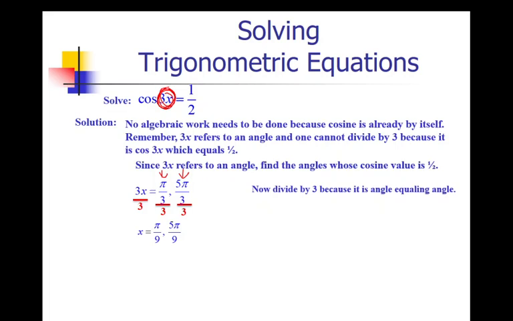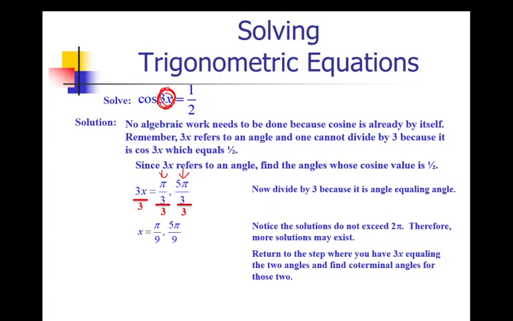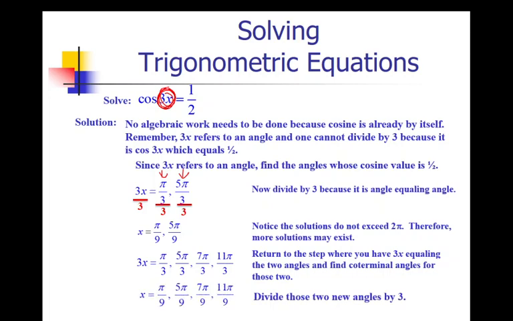So to find out if I have more solutions, I'm going to actually use coterminal angles. So I'm going to go back here and I'm going to find angles that are coterminal with pi over 3 and 11 pi over 3. And then I'm going to divide those by 3 and see if I exceed 2 pi. 11 pi over 9 is still only about pi. We're only about halfway through that unit circle. So there's still possible solutions. So I'm going to go back and do it again.